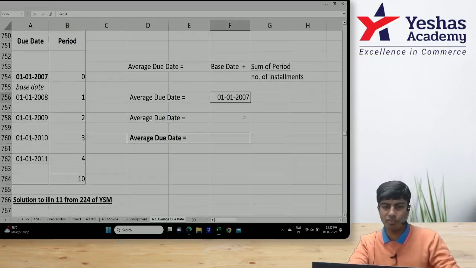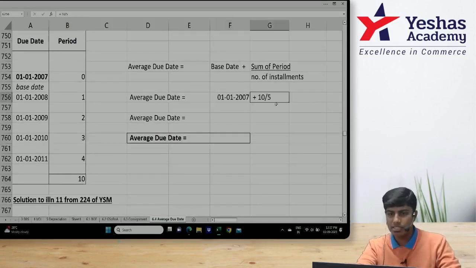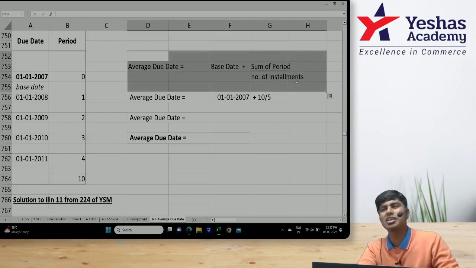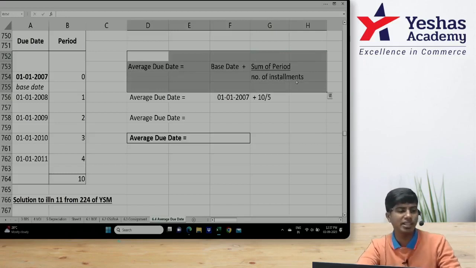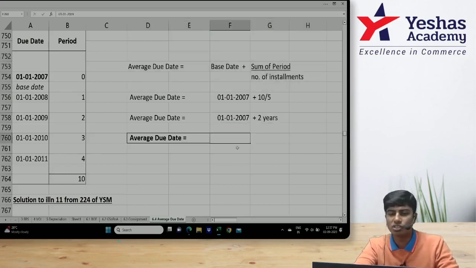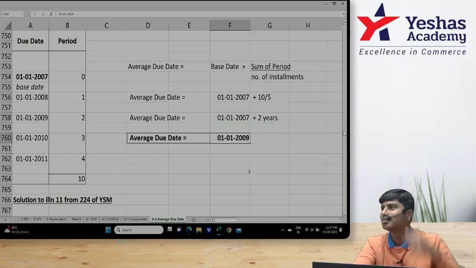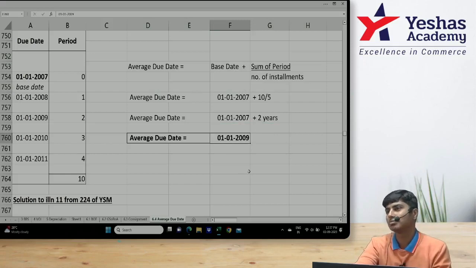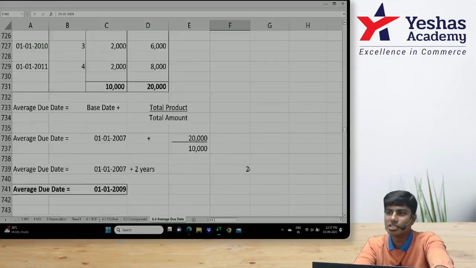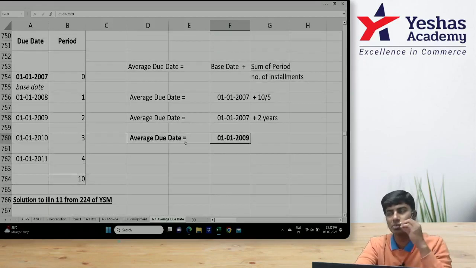You know what I will do? I'll take base date, 1st of January, plus the sum of the period divided by the number of installments. People learn this as a separate formula. For us, it is not a separate formula. Did you understand that it is not a separate formula? 1st of January 2007 plus 2 years. That is 1st of January 2009. Did you understand this? But ICI doesn't do like this. You know what they do? Sir, they do like this. No, they don't do like this. But they'll improvise a little more.